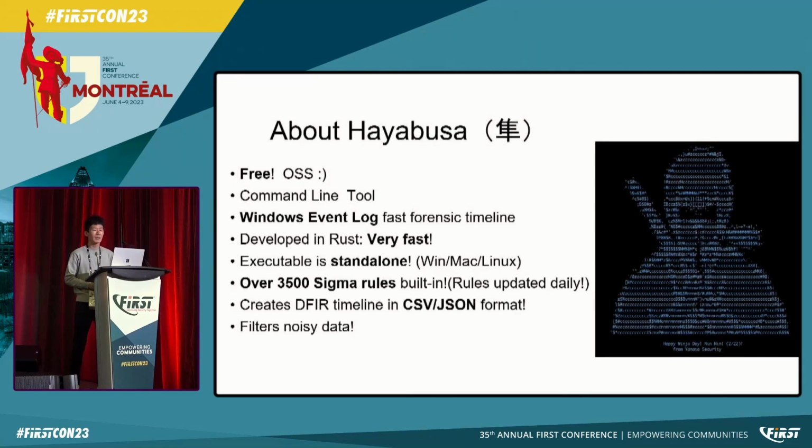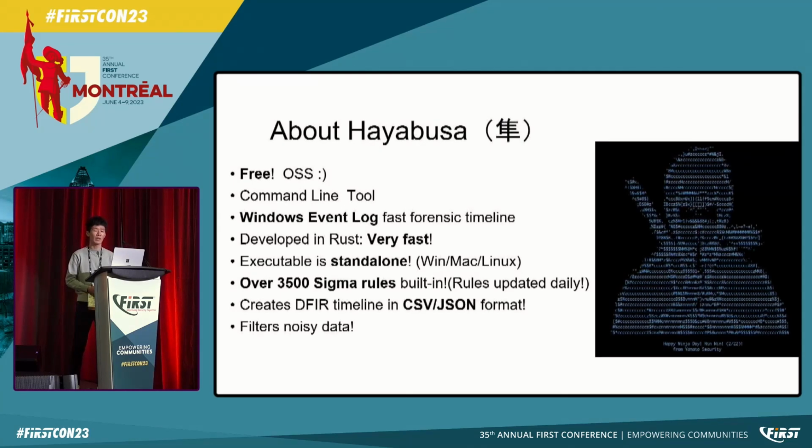Hayabusa has many attractive features, which I will briefly explain on this slide. It's open source and free to use. It is developed in Rust and is very fast. It can process huge event log files in a short time. Hayabusa can create different timelines in either CSV or JSON format, so it is easy to analyze.